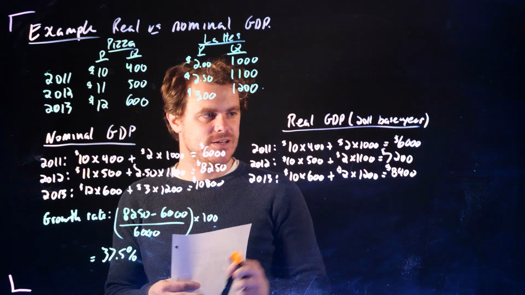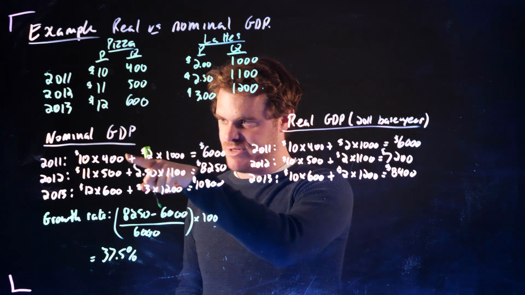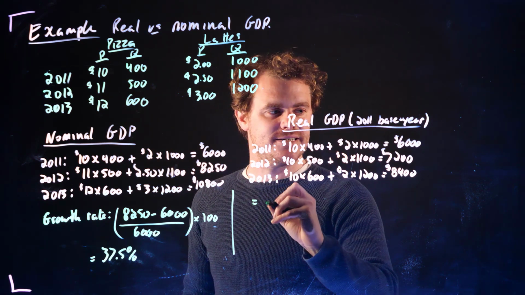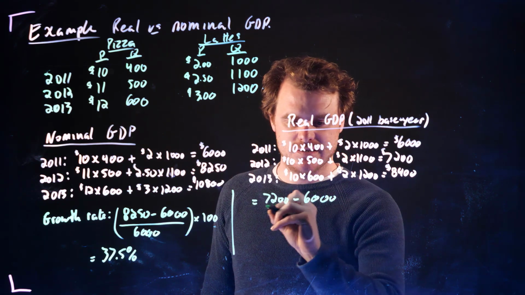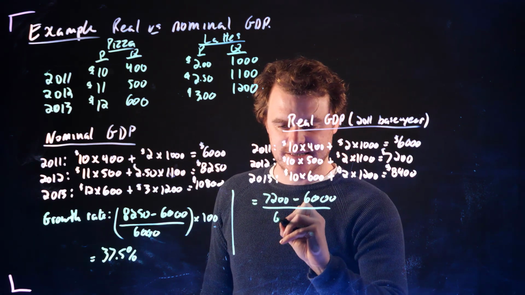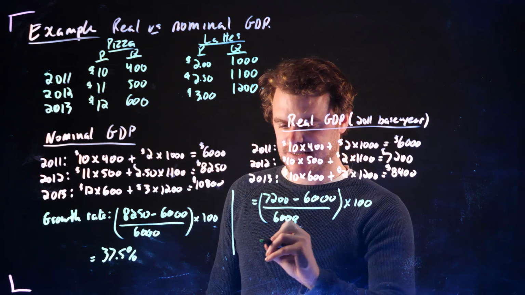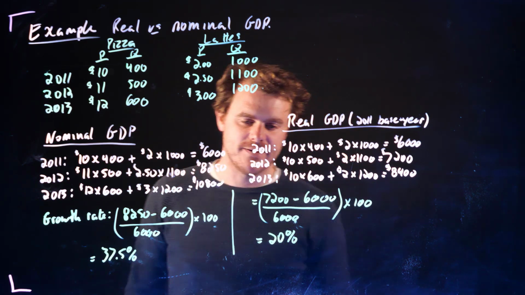So then if we want to calculate the same growth rate, again between 2011 and 2012, we'd get 7,200 minus 6,000 over 6,000 times 100 if we wanted to express it as a percent. And now we get, I think, 20%.